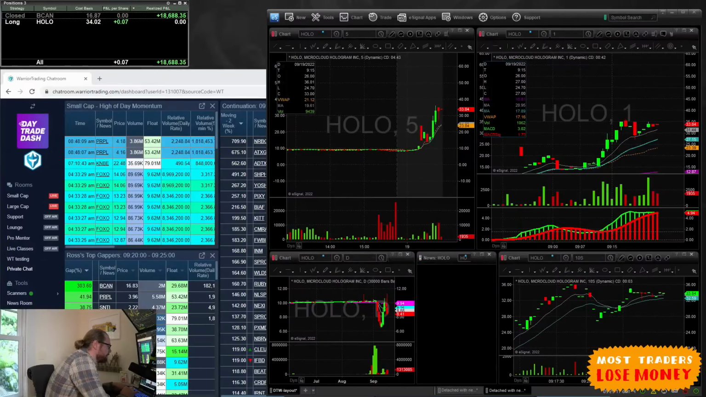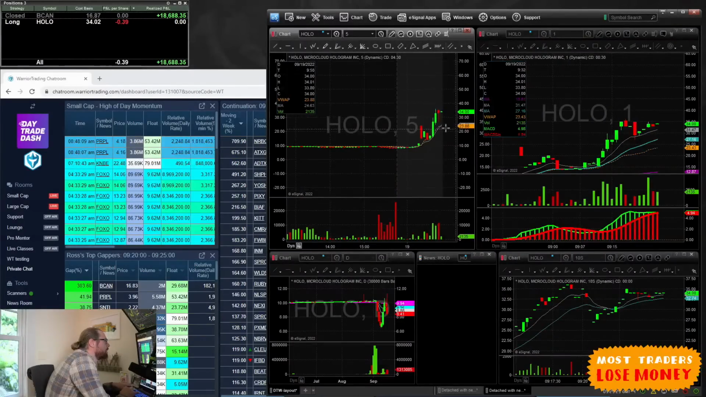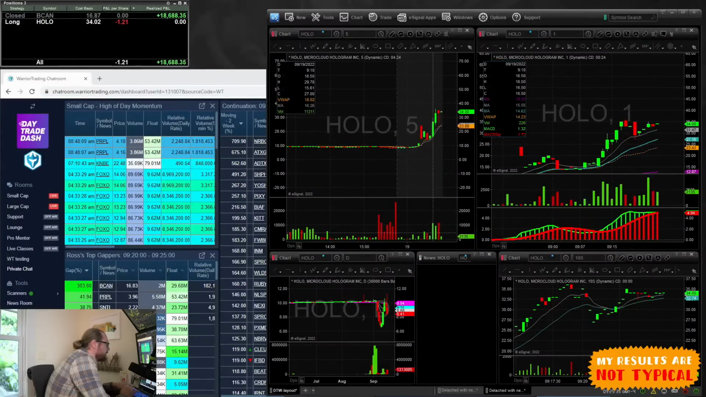Green on the tape. New order 35.20. So first 5-minute candle to make a new high is going to be over 35. This is definitely a wild card stock. It has the potential to put in a pretty big move. It already has. So we'll see if we get a squeeze up to 40.